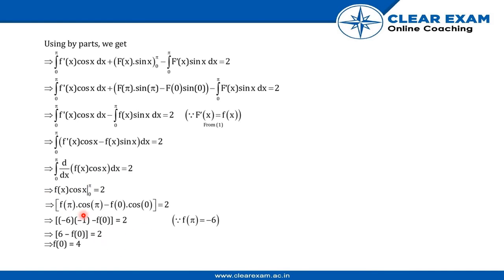So we get the integral of the derivative of f(x) cos x dx from 0 to π equal to 2. By this we get f(π) cos π minus f(0) cos 0 is equal to 2. By substituting the values of cos π, and since the question gives f(π) = -6, we get -6 minus f(0) equal to 2. So f(0) will be equal to 4.